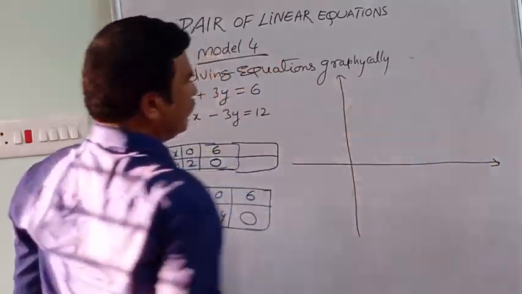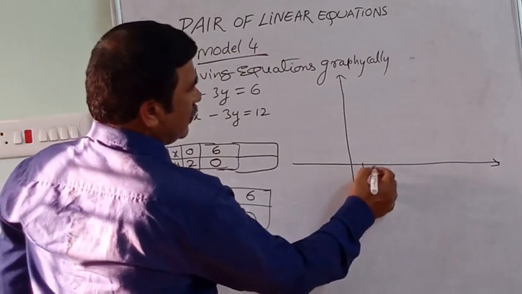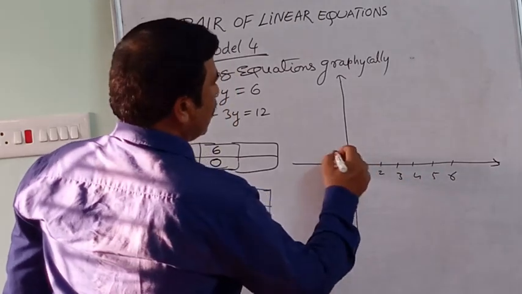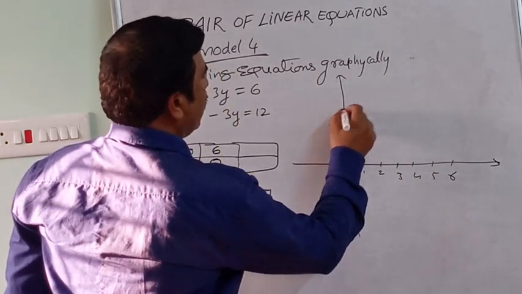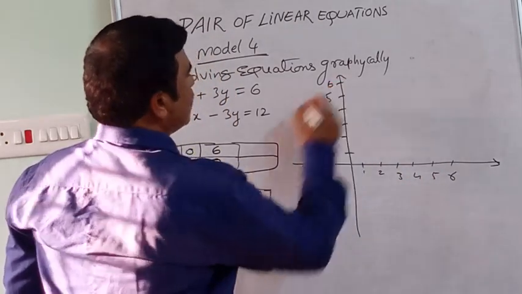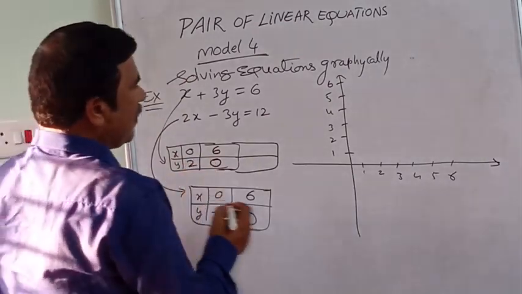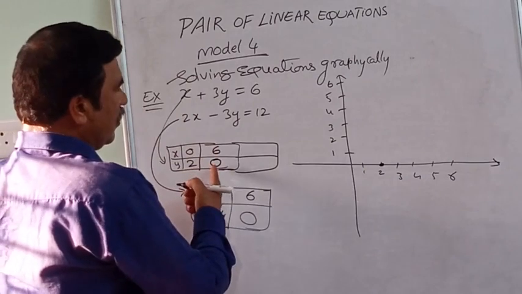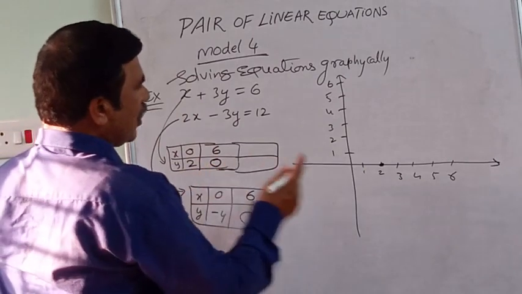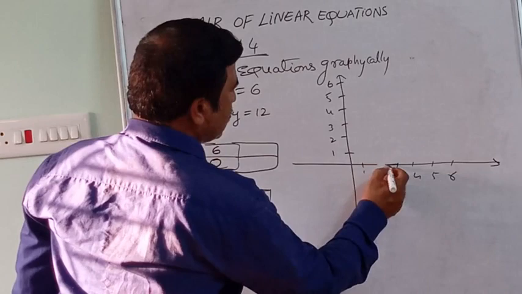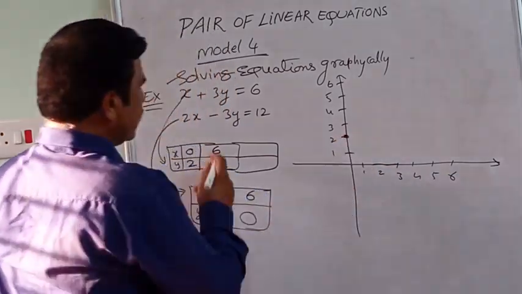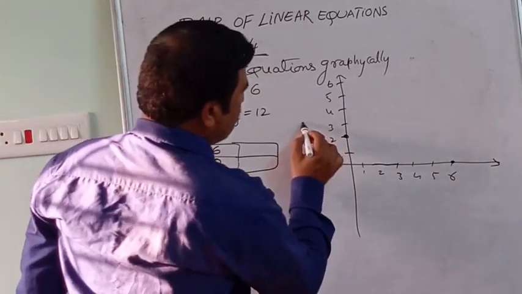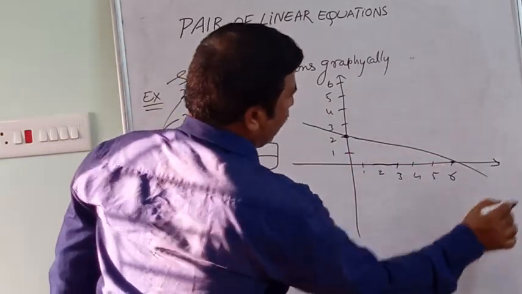See the graph. 1 2 3 4 5 6. 1 2 3 4 5 6. 0 comma 2 is on the y-axis. 6 comma 0, sorry, 6 comma 0 is on the x-axis. Join this with the scale, you will get a straight line.